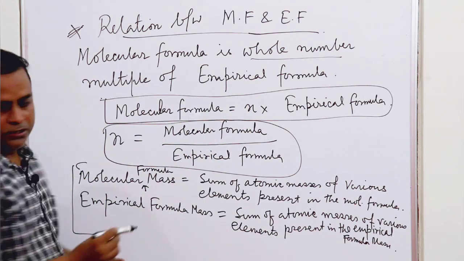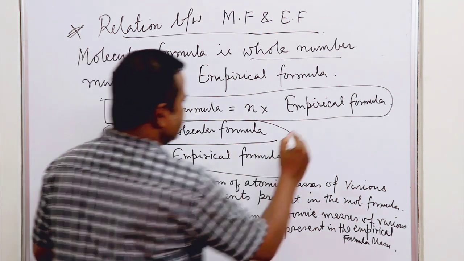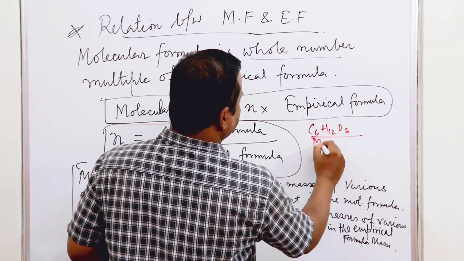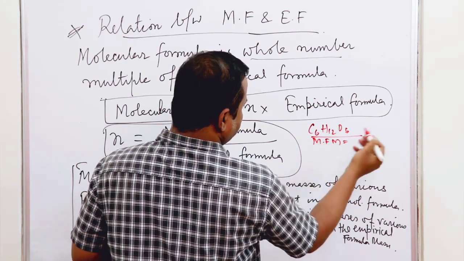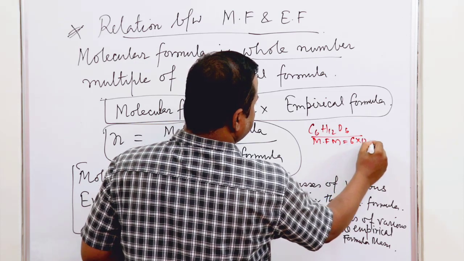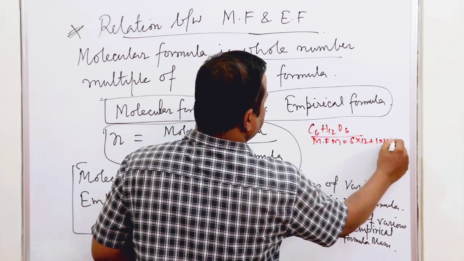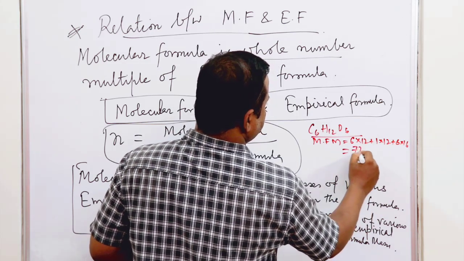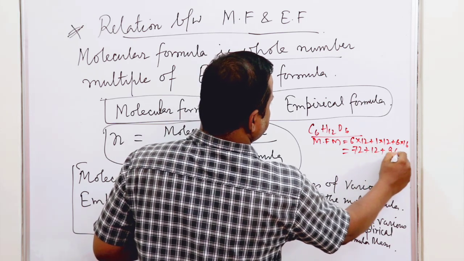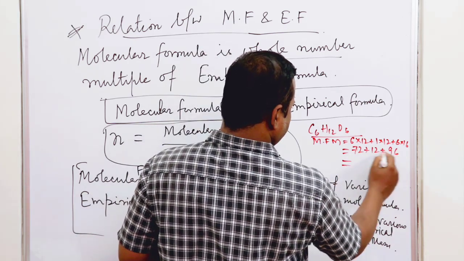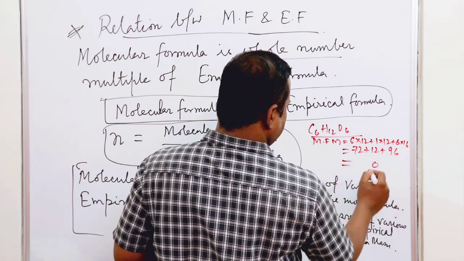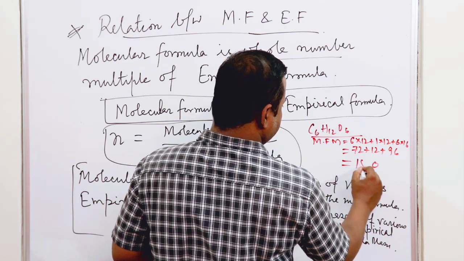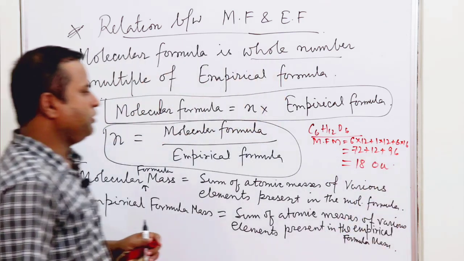Now suppose we have C6H12O6. So its molecular mass is what? 6 into 12 plus 12 into 1 plus 6 into 16. So 72 plus 12, so 84 plus 96. So this is 180 u, the molecular mass.